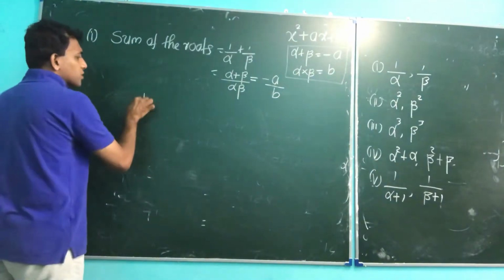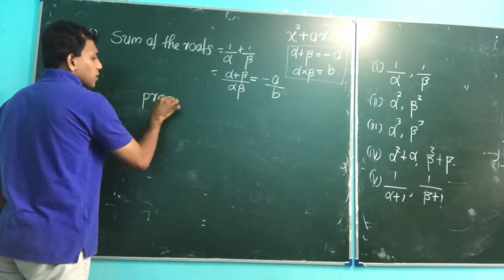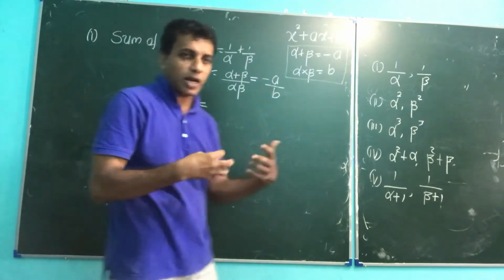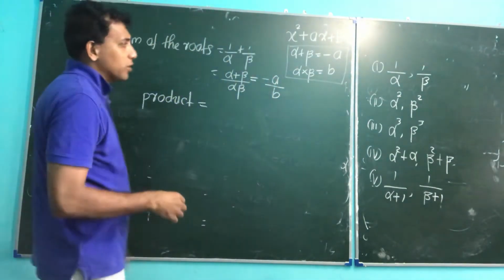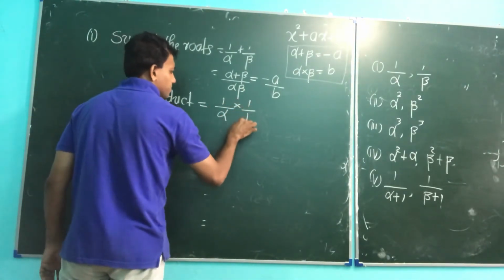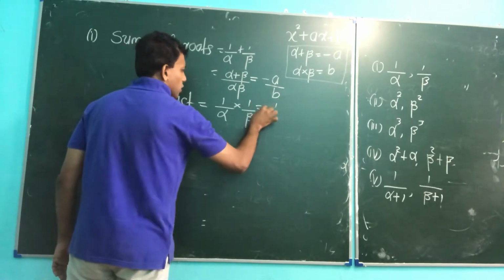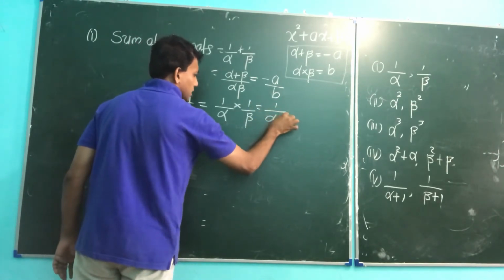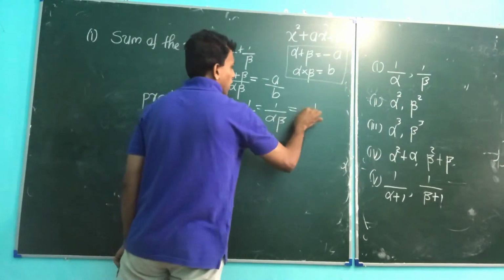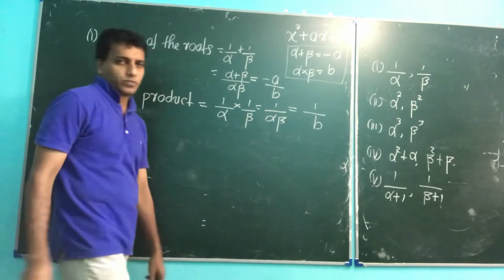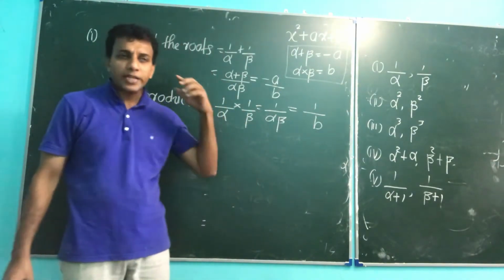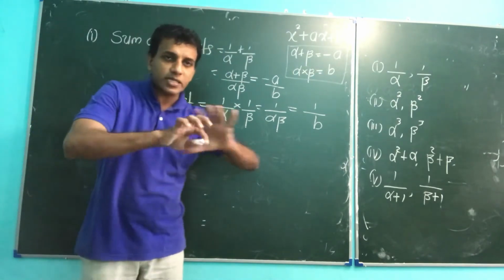Next, see the product of the roots. What do you mean by product? Multiplication. One root is 1 over alpha, the other root is 1 over beta. That is 1 over alpha into beta, right? Therefore, 1 over b. That's all. Once you know the summation and the product, then you can write the equation.